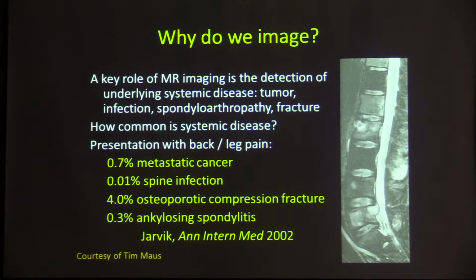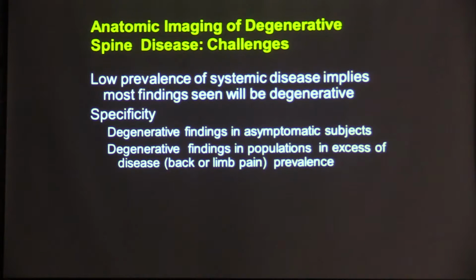However, the issue is the systemic disease is not that common. So looking at different series, we see that there's only a few percentage of times where we're going to have these so-called sinister type pathologies, but they are very critical to make that diagnosis. By and large, we're imaging for things like pain. So most of the times we're imaging for pain. So our challenge is that there's this low prevalence of systemic disease, which MRI is exquisite for. So most of the findings we're going to see are what's called degenerative, and we'll talk about what that term means.